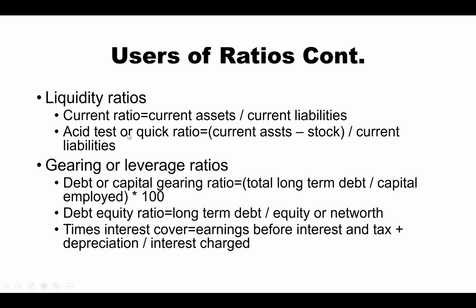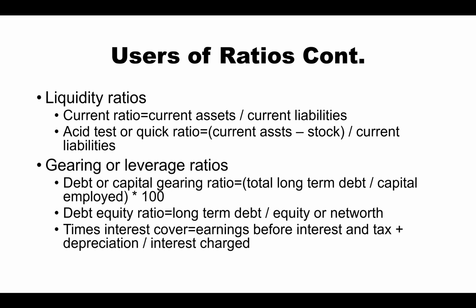Let's look at the acid test or the quick ratio. This one is calculated by taking the current assets, subtracting the stock, then dividing the total by the current liabilities. So that is the formula for finding the acid test ratio: the current assets minus the stock, all over the current liabilities. So that is all about the liquidity ratios.